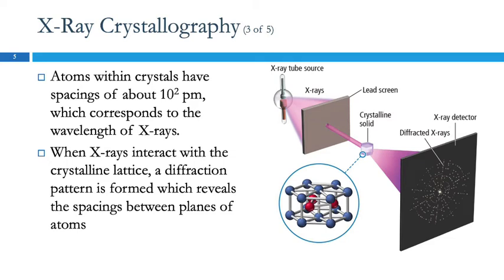So what they're doing here is they're taking an X-ray source and sending a beam of X-rays onto this crystalline solid. The X-rays have wavelengths that are on the same order as the spacing between the atoms in the crystal. And so these spaces act like slits that the X-rays are going through. And then using an X-ray detector, you can find the diffraction pattern and analyze that.